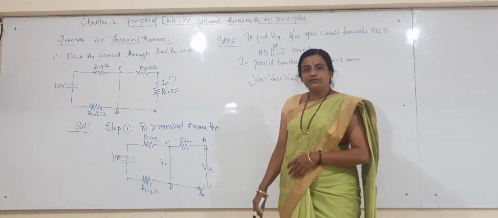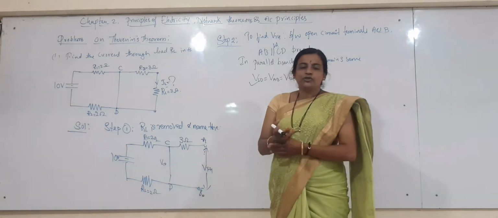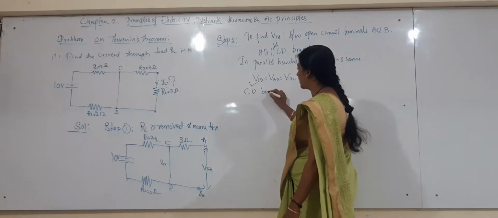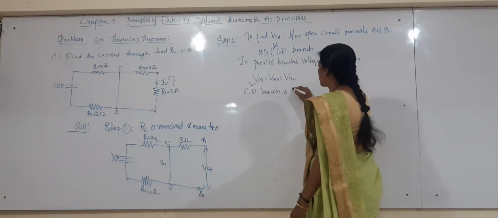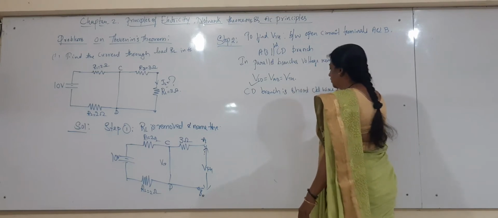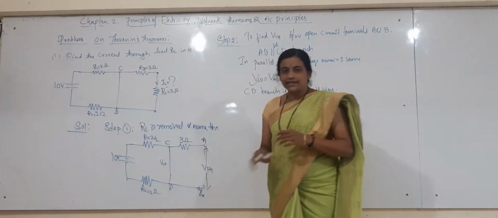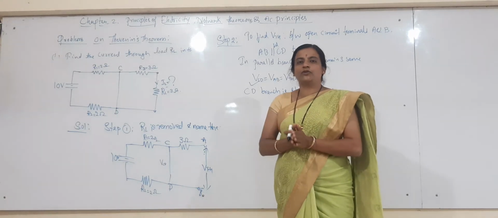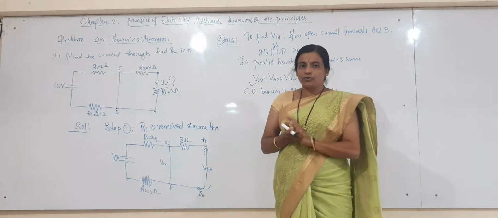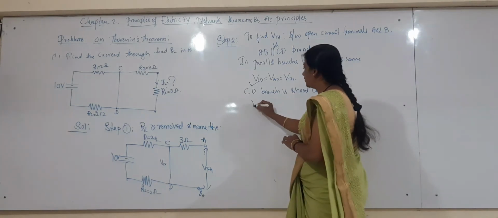So how to find the VCD? VCD is nothing but a voltage appearing across a short circuit wire. Here the CD branch is a short wire, a short circuit wire. So in a short circuit, what happens? In the short circuit wire there is no resistance in this branch. When there is no resistance, the voltage drop in a short is always zero.